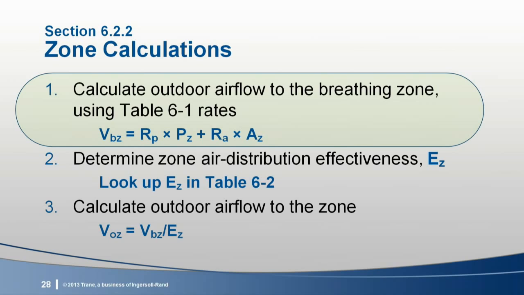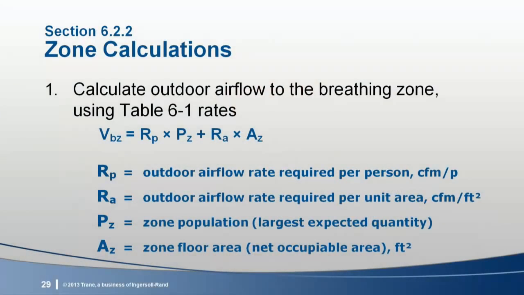Now back to our 3 steps necessary to determine the volume flow of outdoor air for a zone. Let's exercise the first of these 3 steps for zone calculations by using a simple example. In step 1, we determine the occupancy category for the zone using Table 6-1 and identify the corresponding ventilation rates. This includes 2 components.